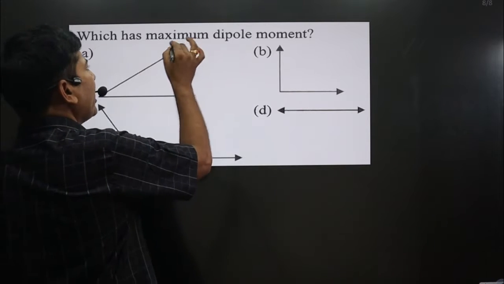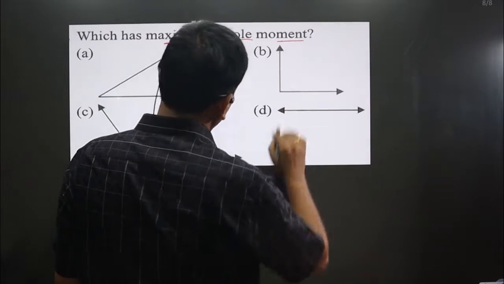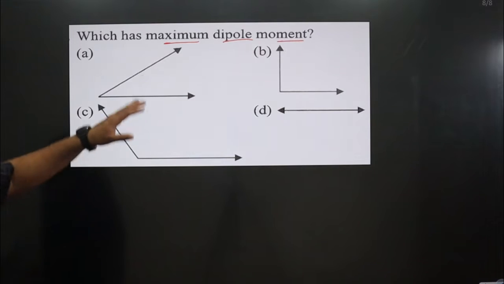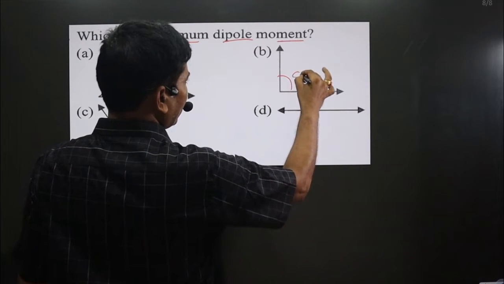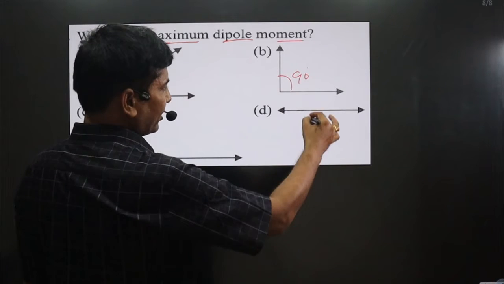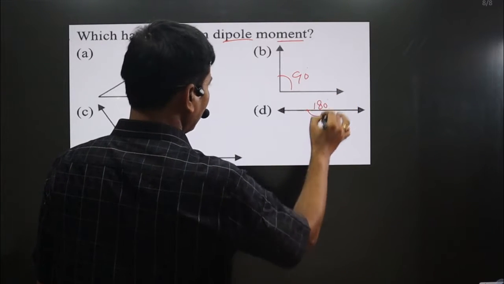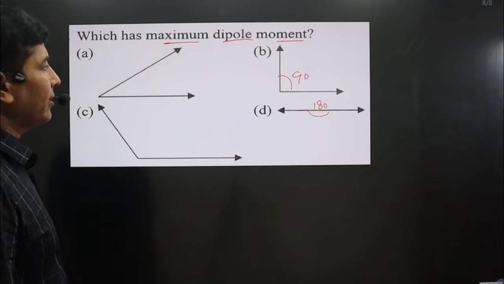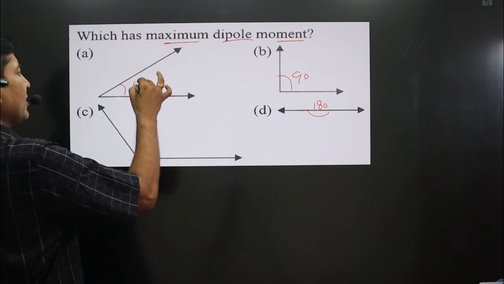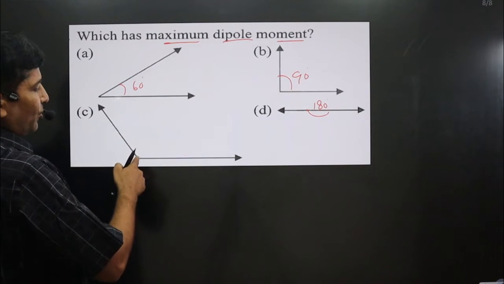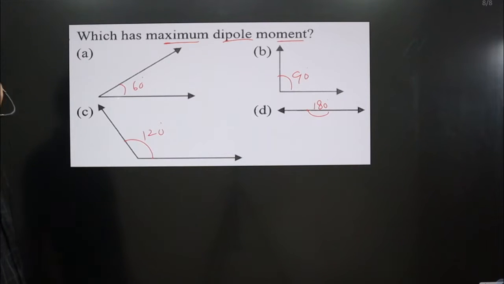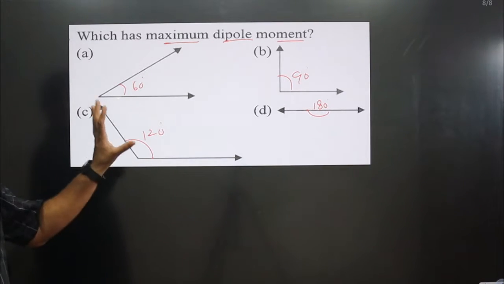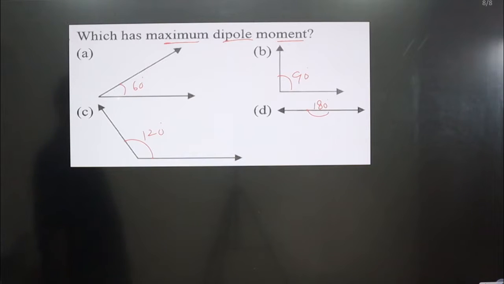The question says which has maximum dipole moments. You can see different angles are given there. Let's say if you talk about this angle, this is your 90 degree. Obviously this is going to be 180 degree bond angle, and this is less than 90 degree. I assume, let's say it is 60 degree. And this is going to be more than 90 degree. I assume it is 120 degree. Okay, rough idea we got about the bond angle.